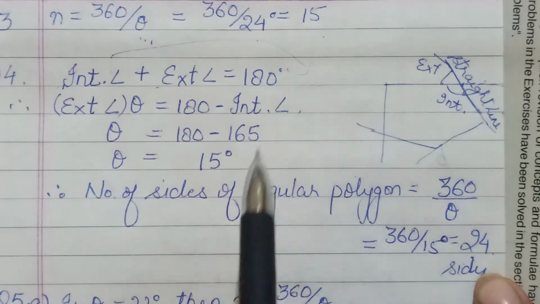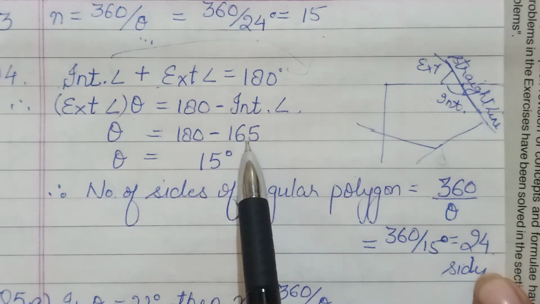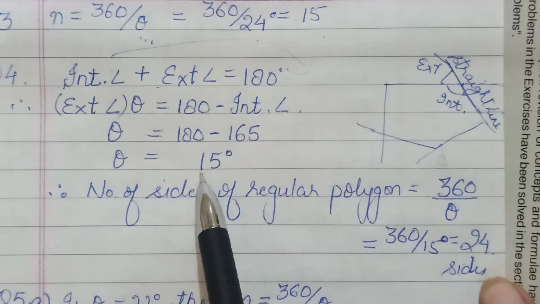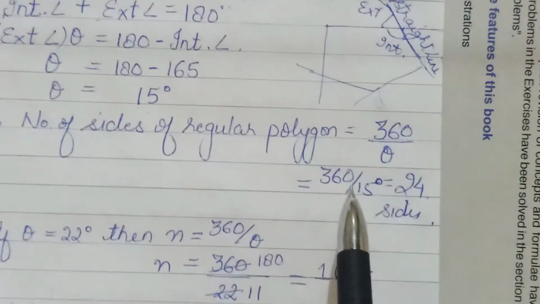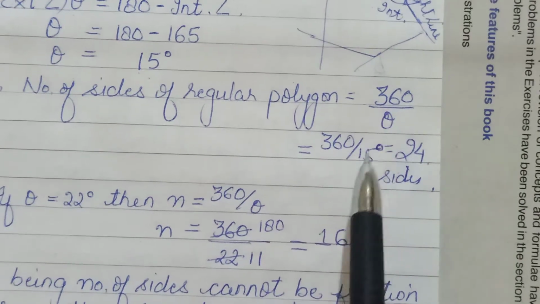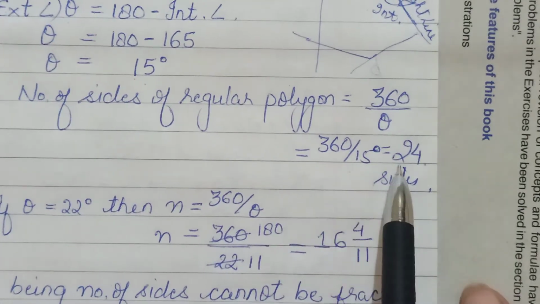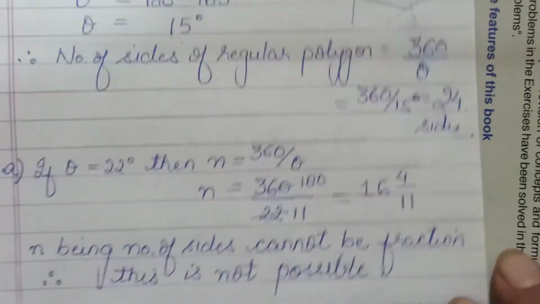This will go to the other side. Okay. So the interior angle was 165. So the exterior angle comes out to be 15 degrees. And then they were asking you the number of sides. So the number of sides will be 360 upon theta. Theta we had worked out is 15. So the number of sides comes out to be 24.